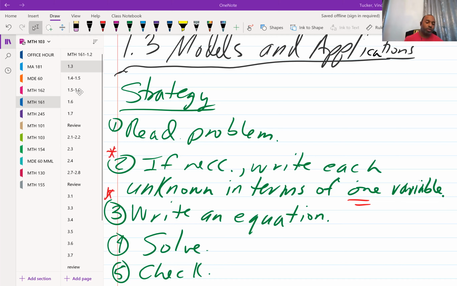Because the more variables you introduce, the more equations you may need to be able to solve. And then you have to deal with a system of equations versus just one equation. And we don't want to do that if we don't have to. And we most definitely don't have to do that in this section. So we're going to write all of our unknowns in terms of one variable. So we'll see how we'll do that. Then we'll write the equation based on the words in the problem. From there, we'll solve and then we'll check. Make sure we actually answer the question.